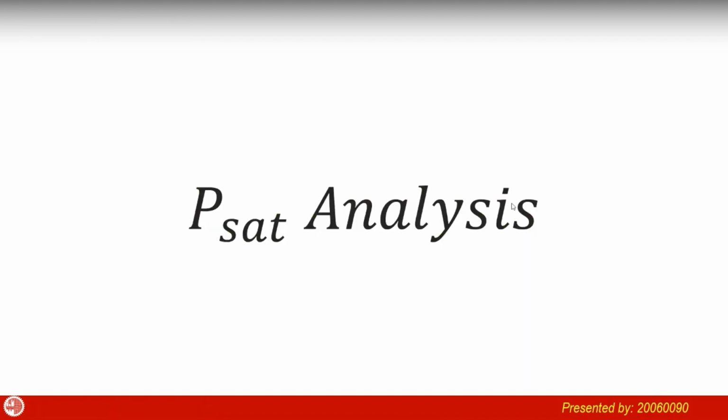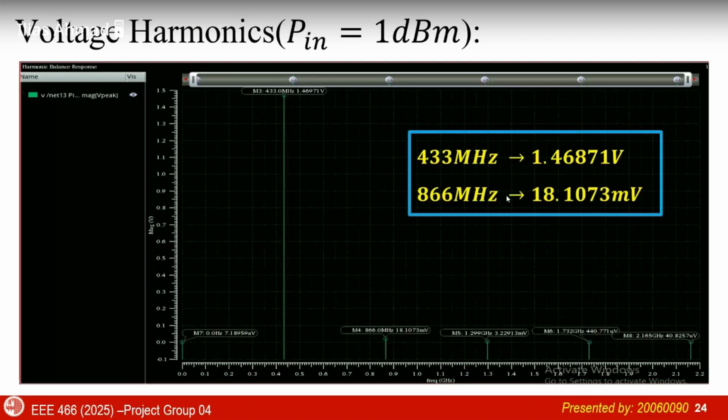Next, we move on to the PSS analysis. At first, we examine the harmonic content in the output voltage. As shown, the fundamental frequency component is dominant, which is 1.46871 volts, and the rest of the higher order harmonics are negligible.